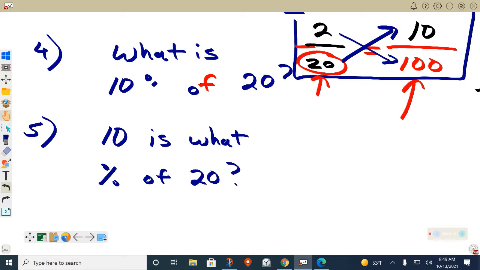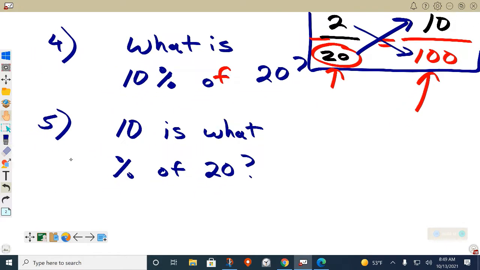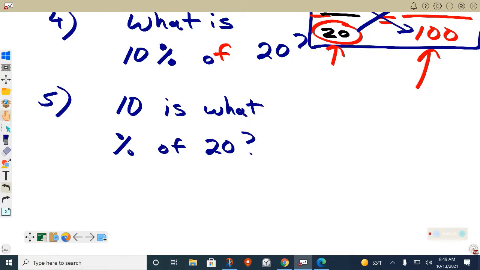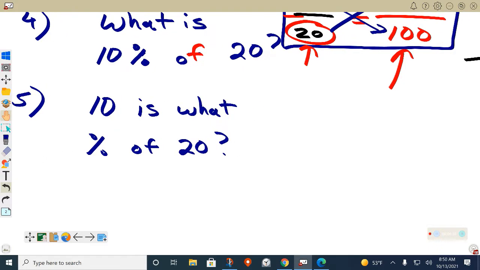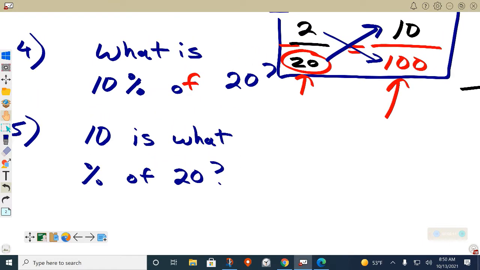On number four, I gave you the percent, right? It was 10. Number 5, I'm asking for the percent. What is the percent? In 4, the percent was given. Now with the way I tweaked it and worded it, now the percent's unknown. So 10 is what percent of 20? Same numbers, but I just worded it different now.